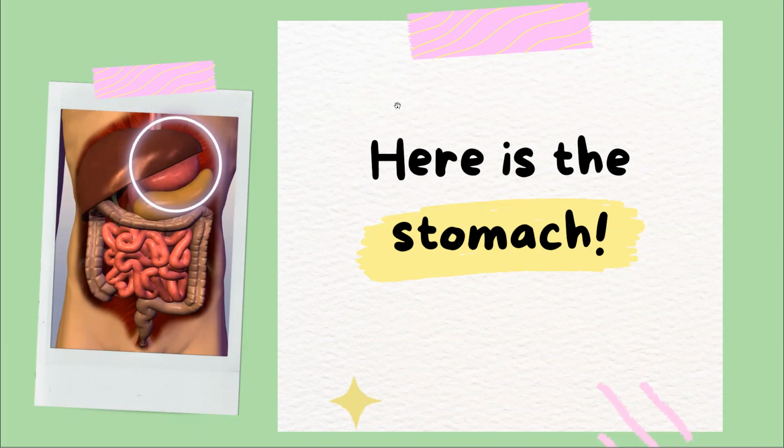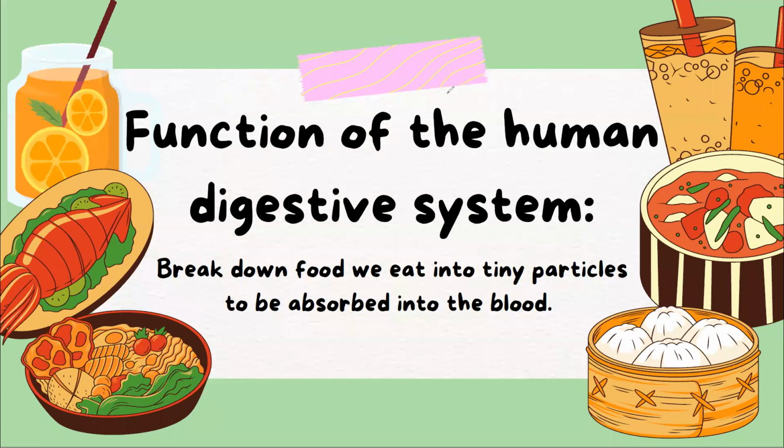First things first, let's know the function of the overall human digestive system. The whole function of the human digestive system is to break down food we eat into tiny particles to be absorbed into the blood. Whatever food you see here somehow has its own nutritional value. For example, let's say this is about oranges. Oranges have vitamin C, have sugar, so it all needs to be absorbed into the body. Very good. Let's go on to the next part.